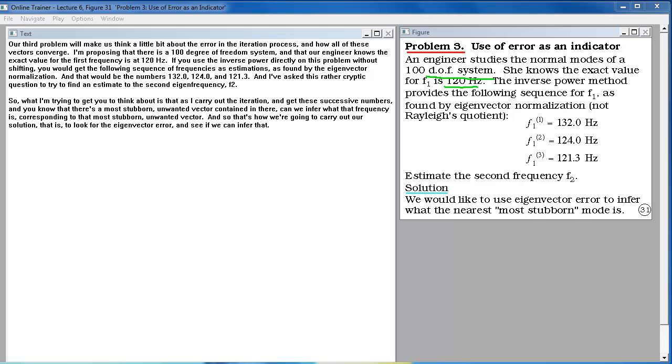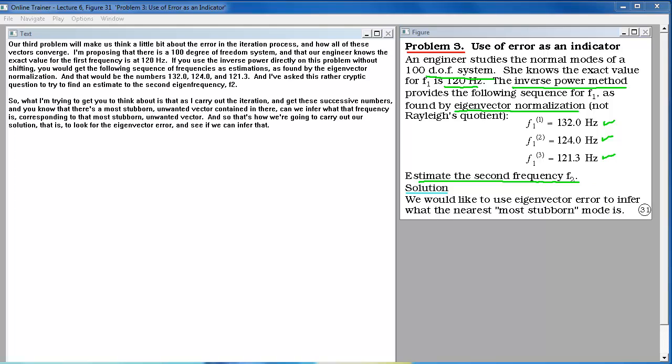If you used inverse power directly on this problem without shifting, you would get the following sequence of frequencies as estimations found by the eigenvector normalization. And that would be the numbers 132, 124, 121.3. And I've asked this rather cryptic question to try to find an estimate to the second eigenfrequency, F2.